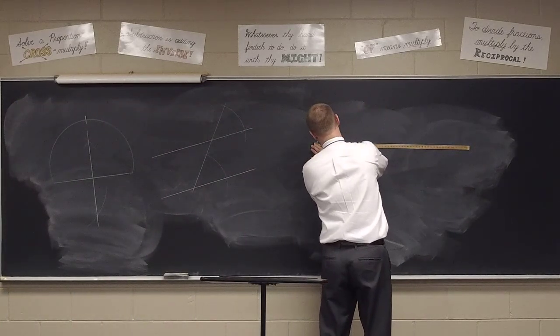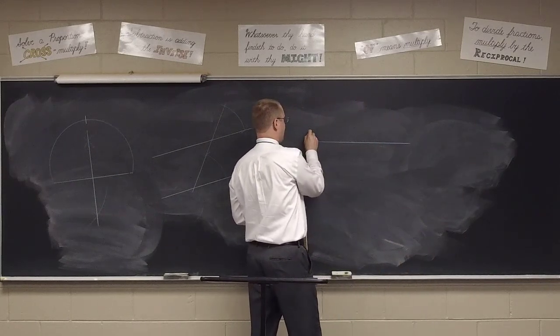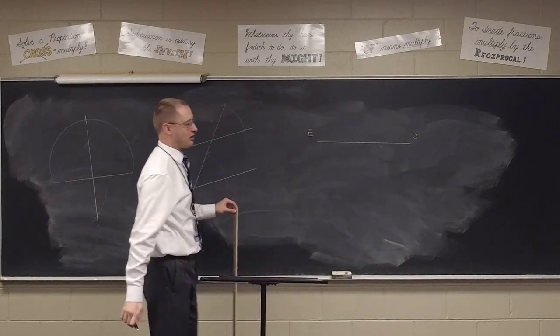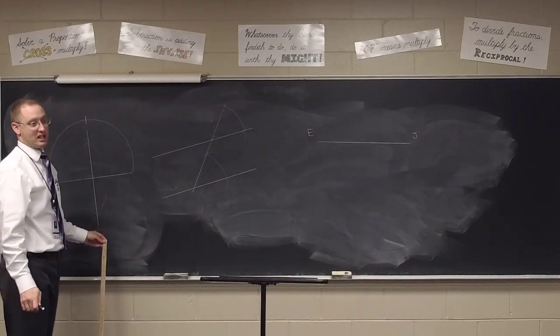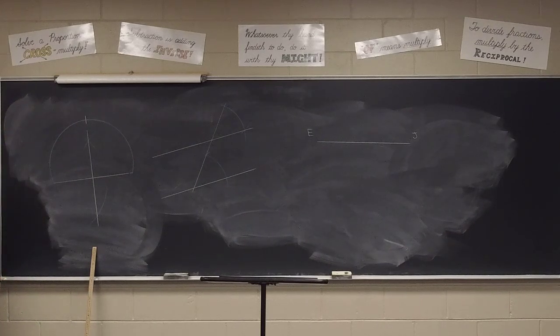All right, let's go ahead and draw a line segment, and let's call this line segment EJ, and we want to chop EJ into 3 equal pieces. That is to say, we want to trisect EJ. What would I need to do in order to trisect EJ?